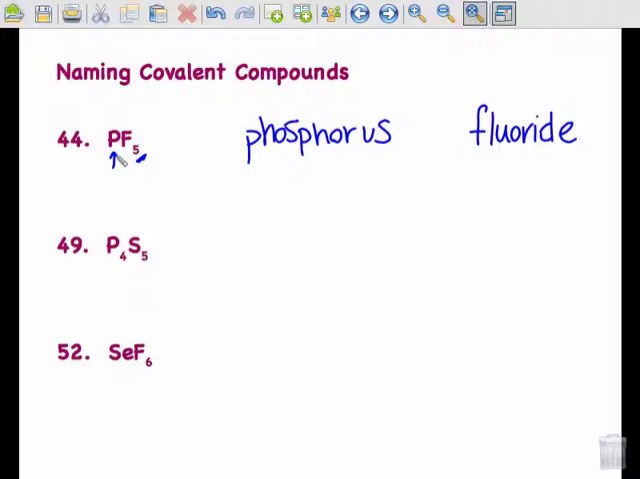So I'm just going to leave it as phosphorus. And then I'm going to figure out that 5 is penta. So I'm going to add that to the front of the name. So the name is phosphorus pentafluoride.